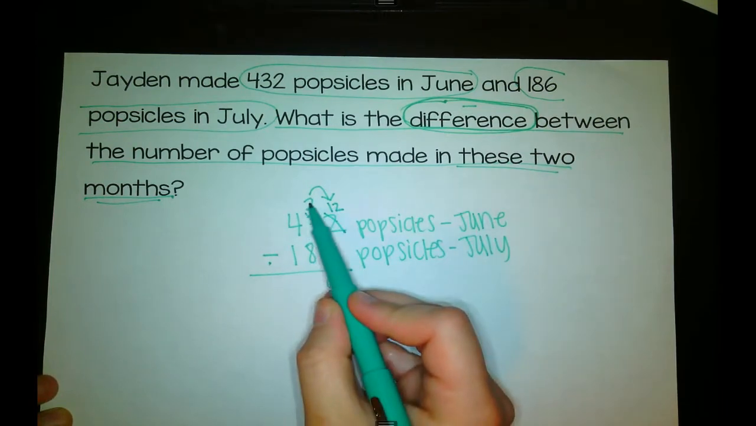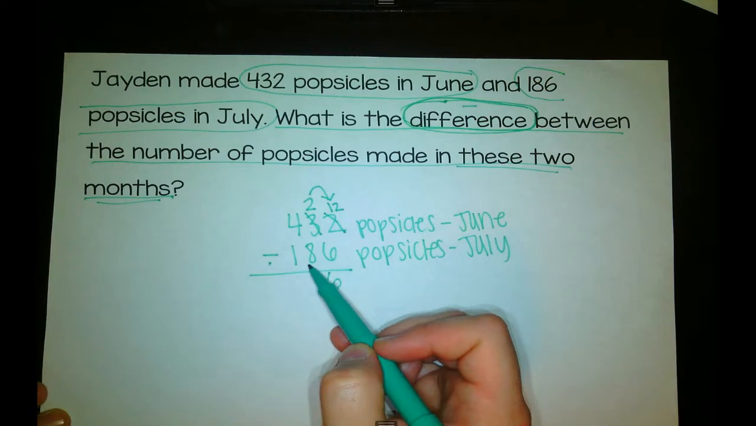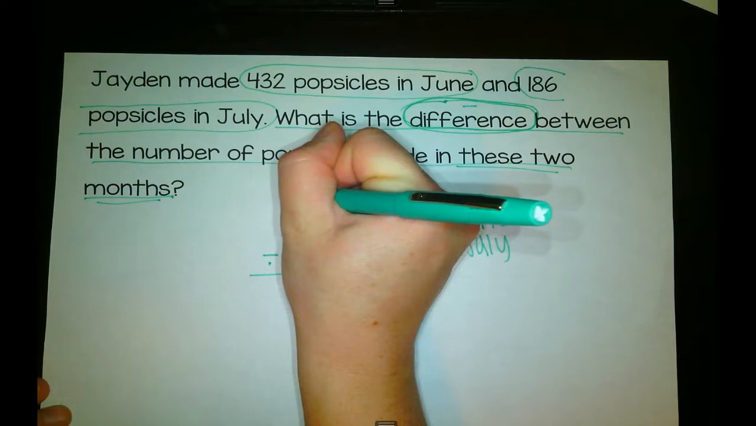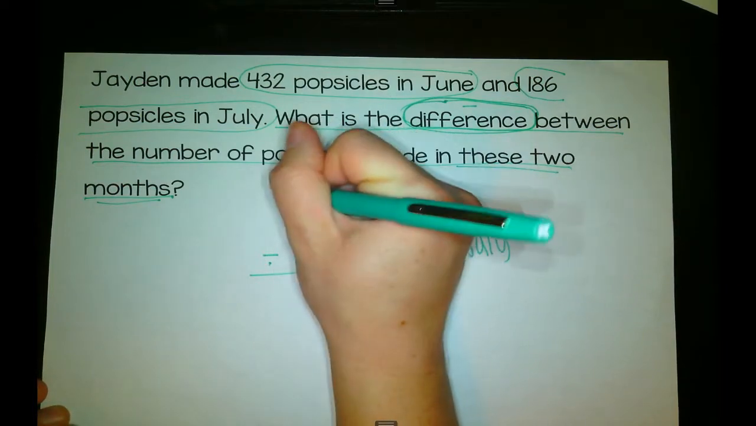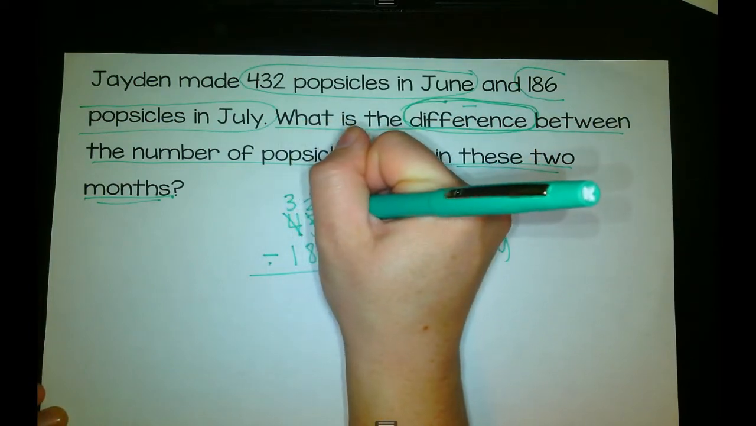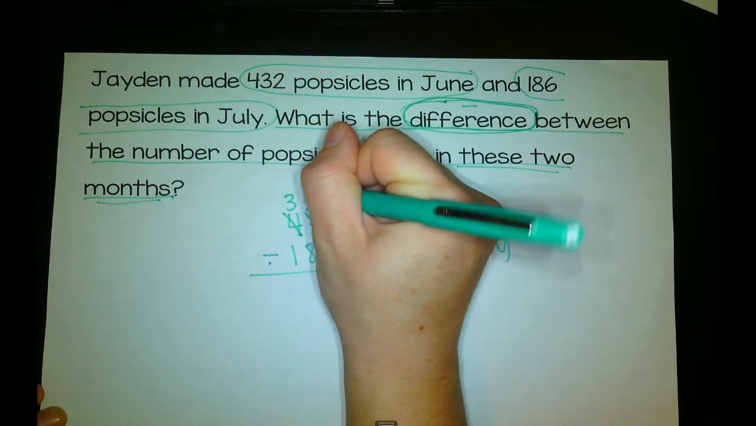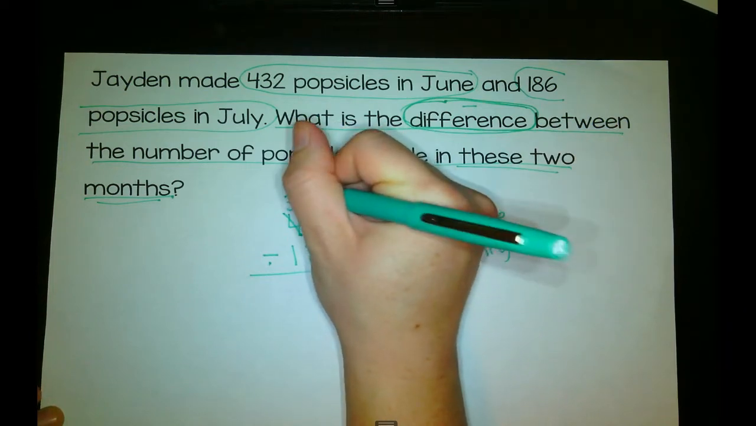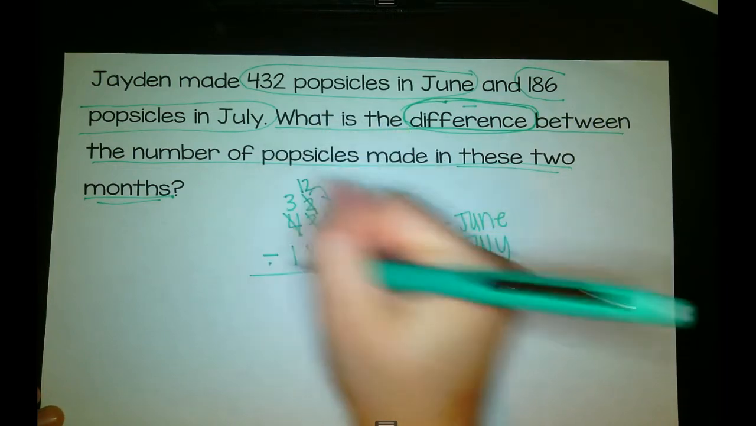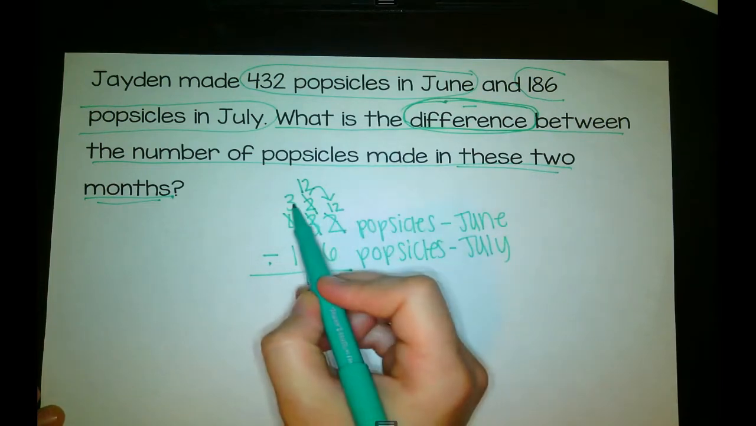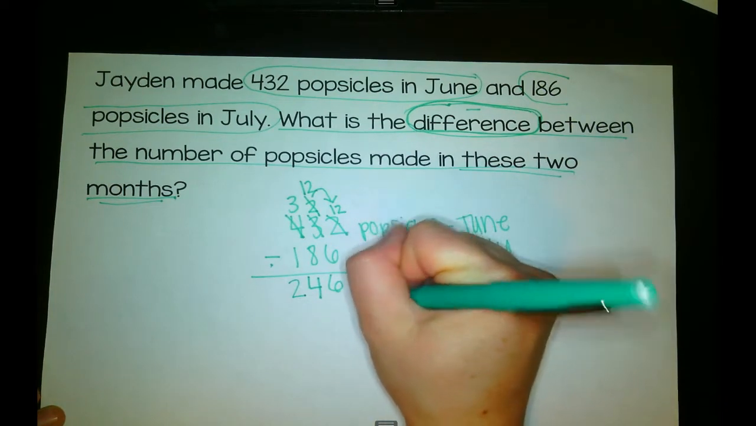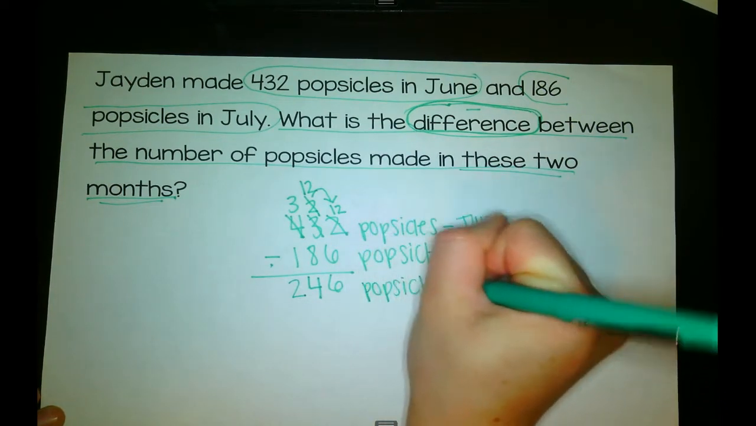Now I'm going over to my tens column. 2 take away 8. I cannot do that. That's impossible. So I'm going to go over to my hundreds column. I have 4 hundreds. I'm going to take 1 away, leaving us with 3 hundreds. I'm going to take one of those hundreds over to my tens column. So now I'm going to have 2 tens sitting here. Remember, next door it's always 10 more. So 2 tens plus the 10 tens I'm taking from next door is going to give me 12 tens. 12 take away 8 equals 4. And finally, 3 take away 1 equals 2. The difference is 246 popsicles between those 2 months.